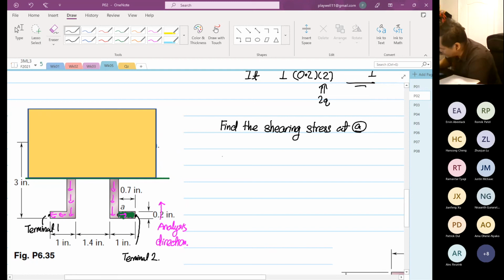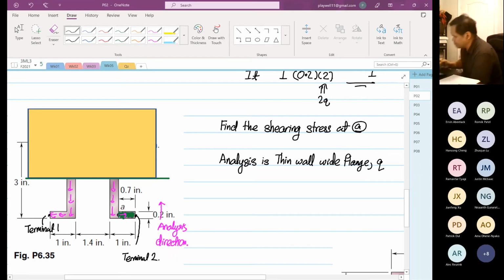So the analysis, right? The analysis is thin wall, white flange. And when you declare thin wall, white flange, now this becomes what?